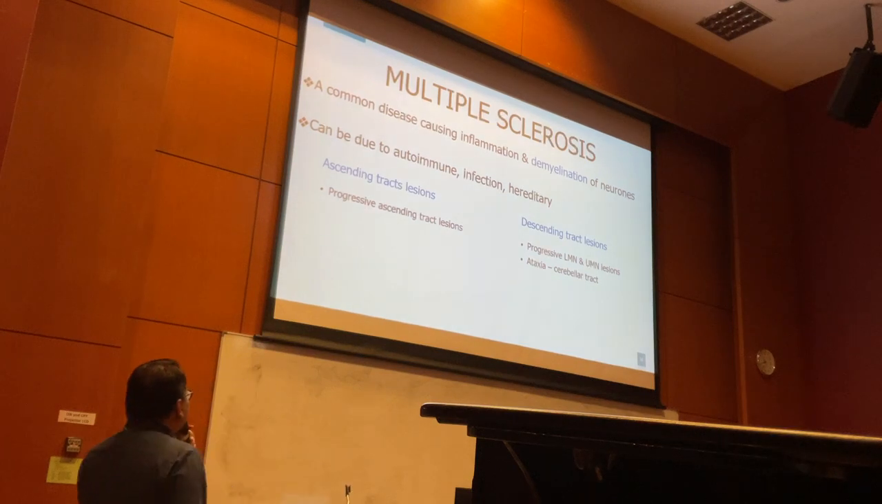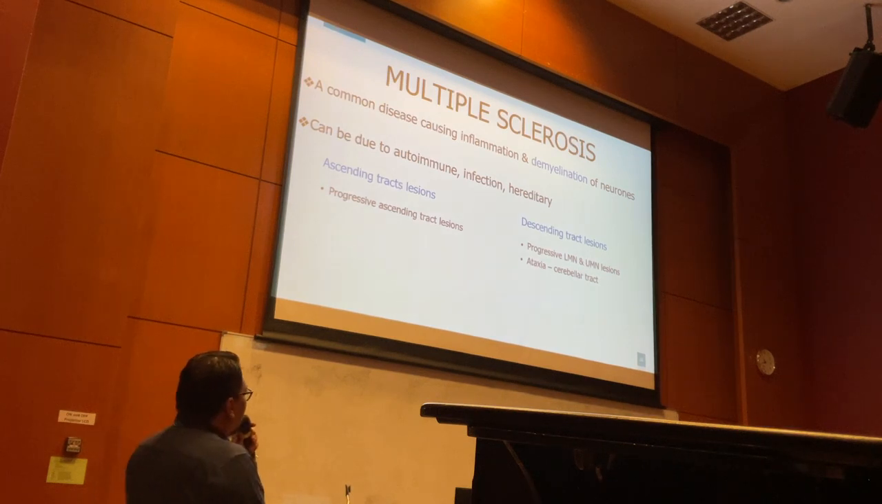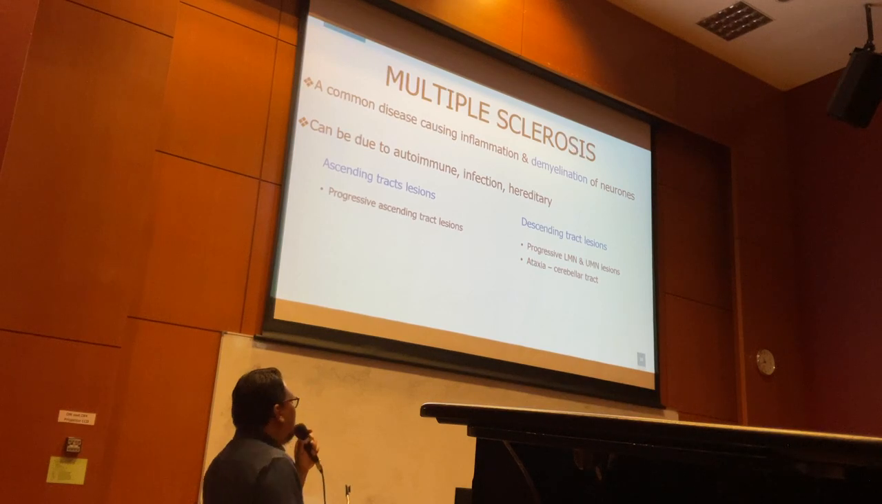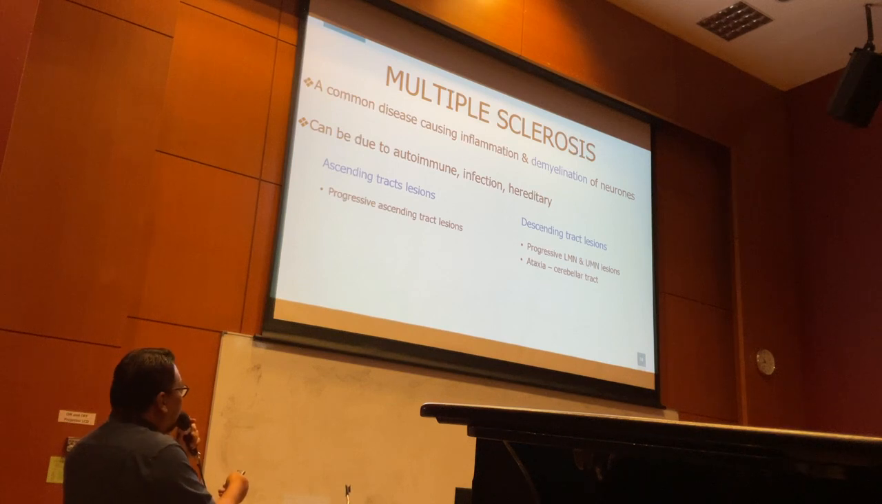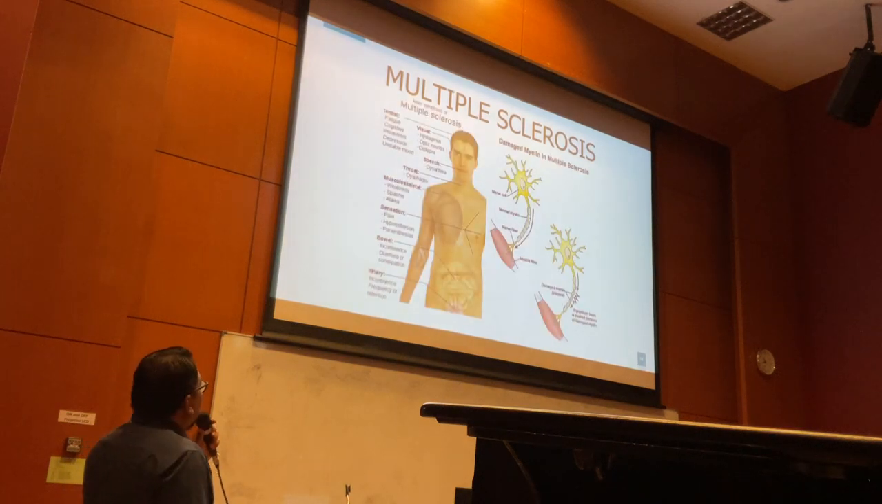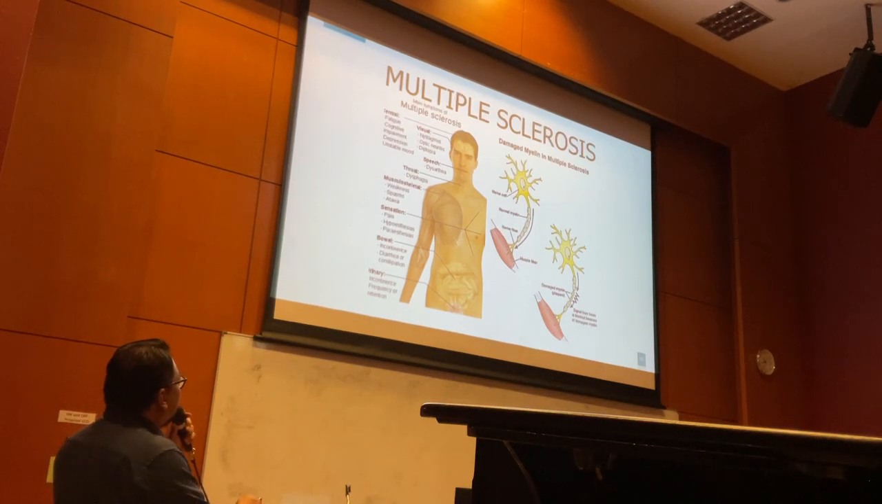Okay, multiple sclerosis, a common disease causing inflammation and demyelination of neurons, can be due to autoimmune infection or hereditary. So ascending tract lesion, everything, and the descending tract also involves everything, plus ataxia, involving the cerebellar tract lesion as well. Okay, these are the presentations, nanti during medical posting, you know better. The presentation and the causes of multiple sclerosis, it can be genetic as well, or hereditary.